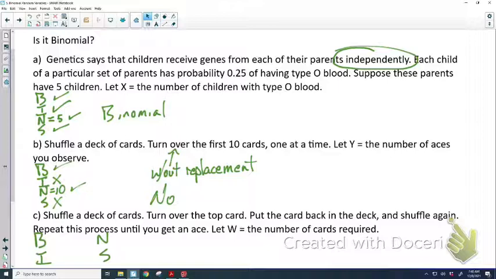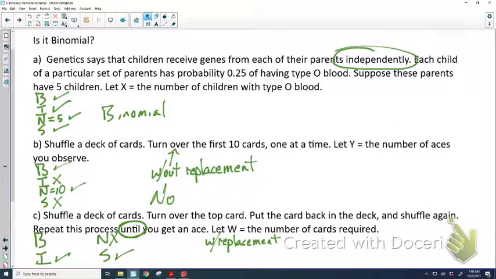Last one, still have a deck of cards, still turning over top card, but we're doing with replacement. That's sounding pretty good. So I think we can say success rate is constant, each draw is independent, but it says until. It's not fixed. This could be infinite. We could be here all day until we get an ace.